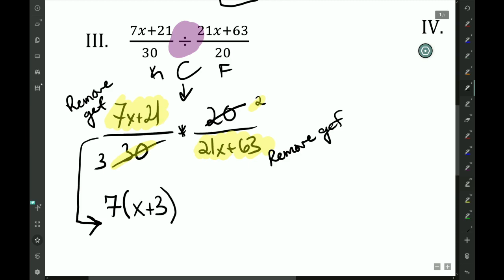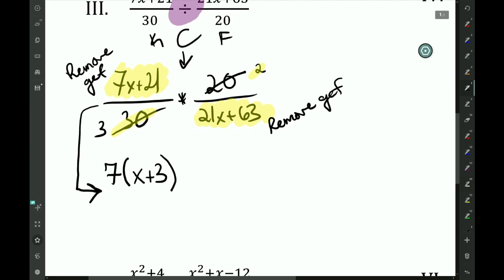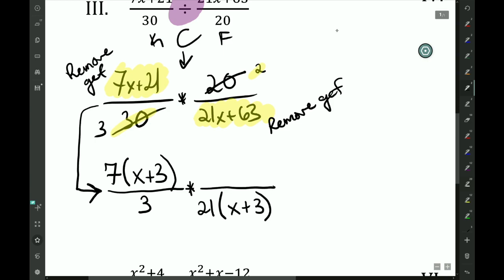Okay? Let's remove, so that is over 3, multiplying. Let's remove again a factor of 7. Actually, we can remove a bigger factor. We can remove a factor of 21. Leaving us with x plus 3 all over 2. Okay, 63 divided by 21 is 3. Now, let's again recognize what occurs.